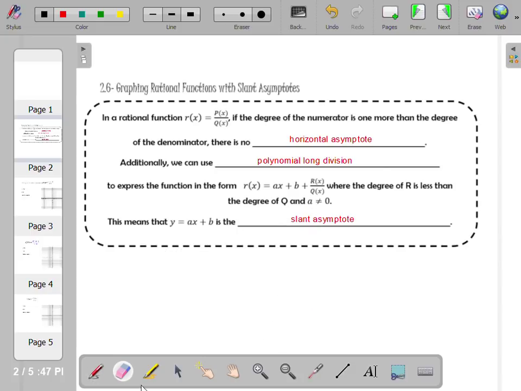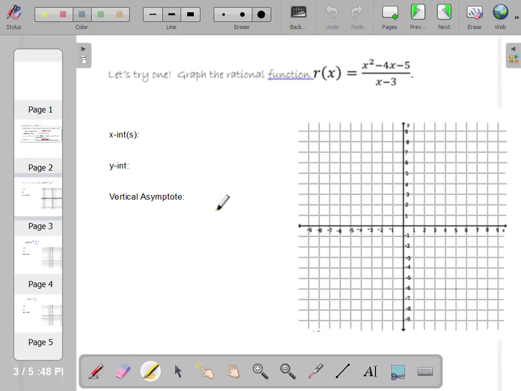When you know you don't have a horizontal asymptote, you're going to use long division and you're going to get a linear term usually. It doesn't have to be, but the problems we're working on are going to be linear, and it's called a slant asymptote. So you do long division, and your quotient is a line that you can graph. So let's try a couple here.